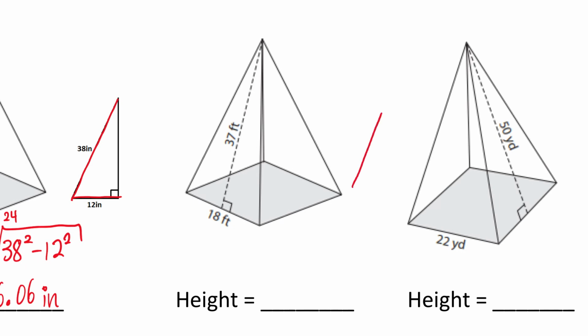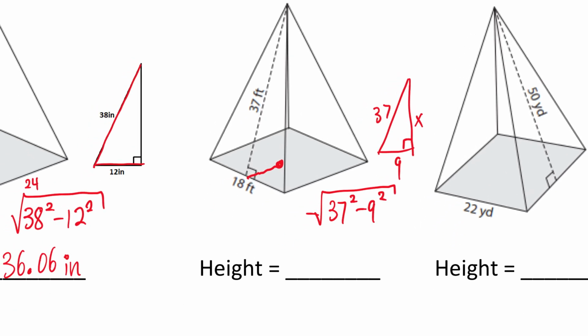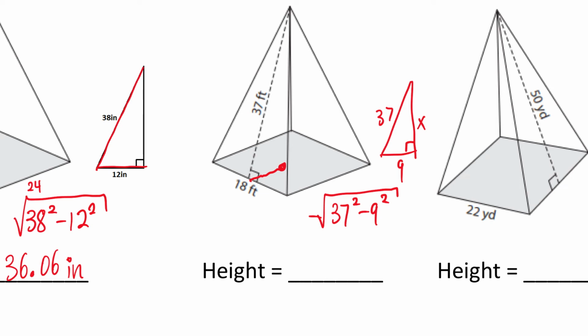Okay. So on this one, the slant height is 37. And then from here to here is half of 18, which is 9. We're looking for this, so we're going to do 37 squared minus 9 squared square rooted. What does that give you? 35.89? Yeah? Okay. 35.89 feet.